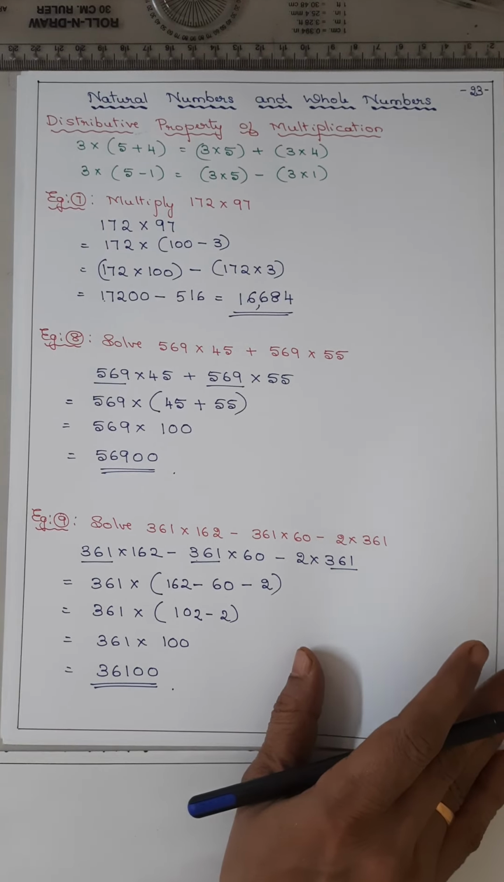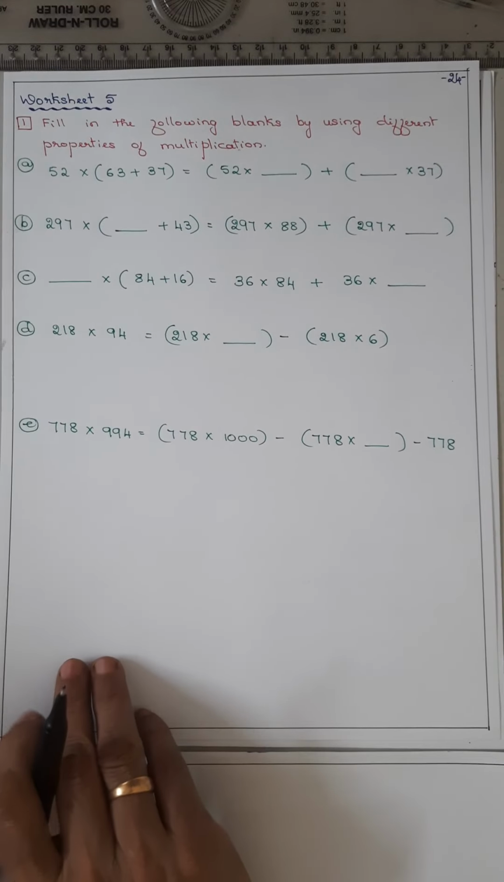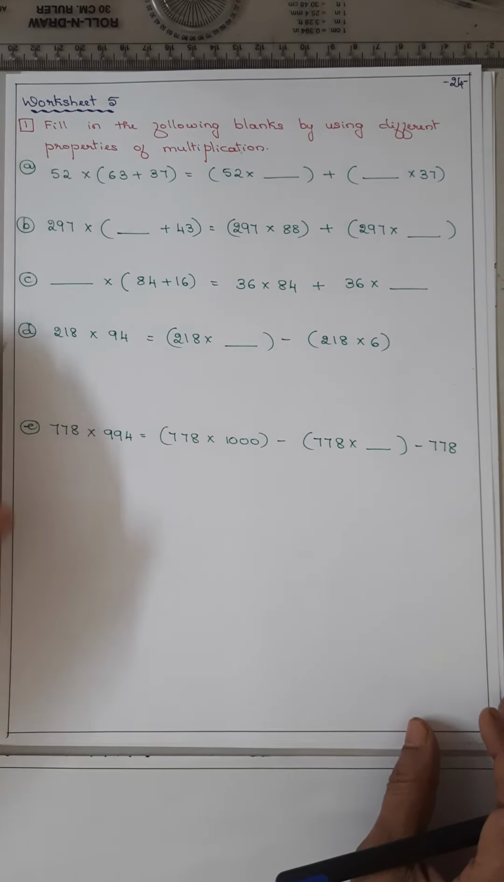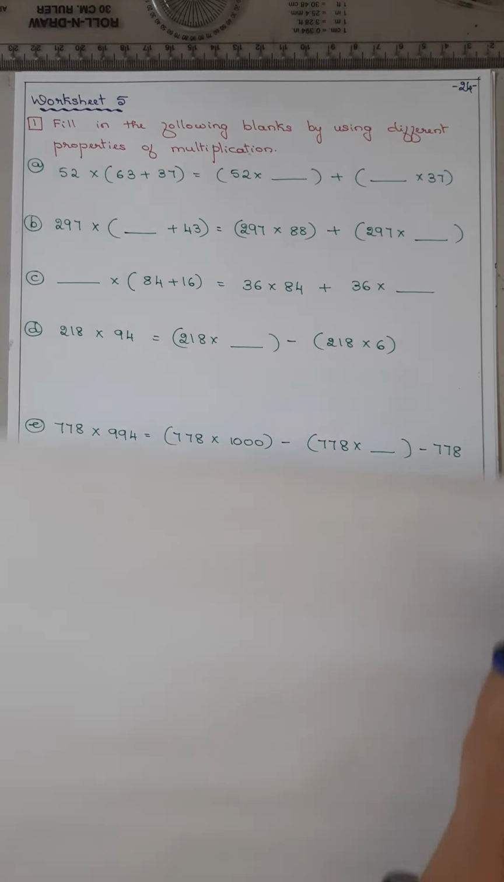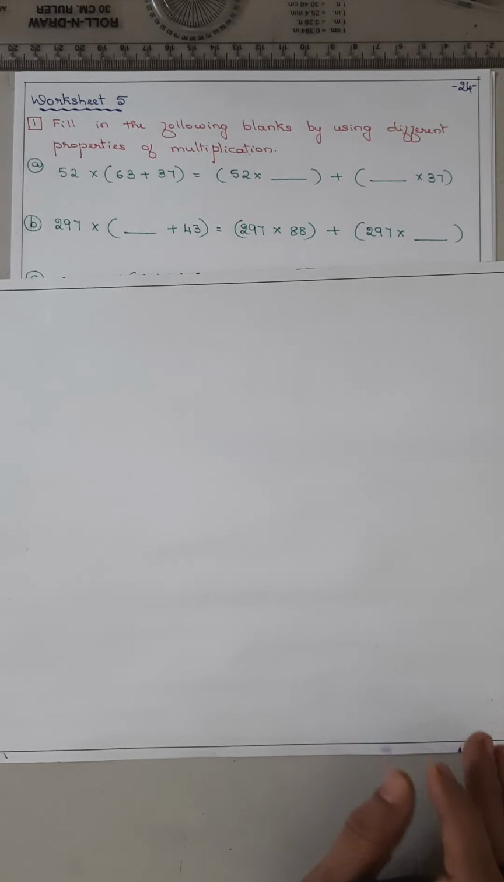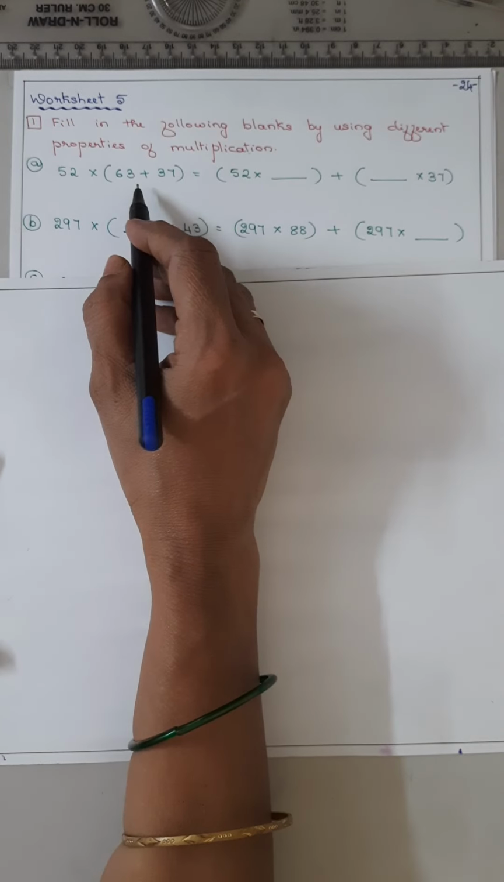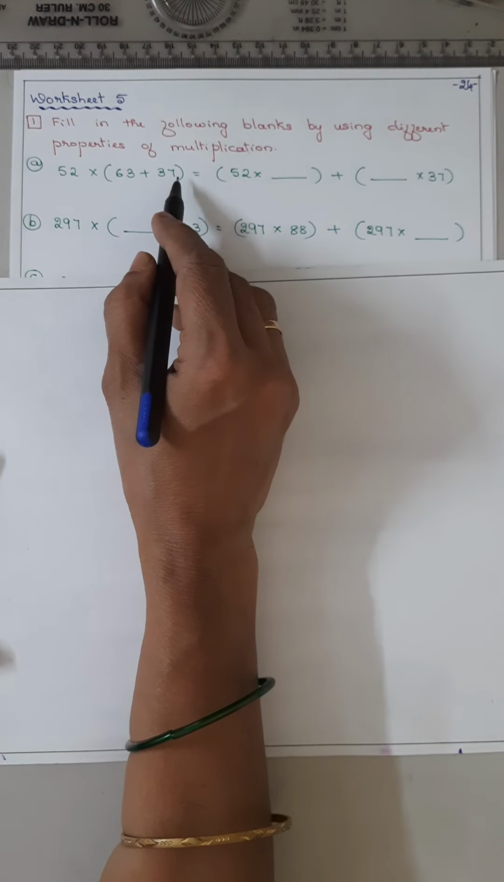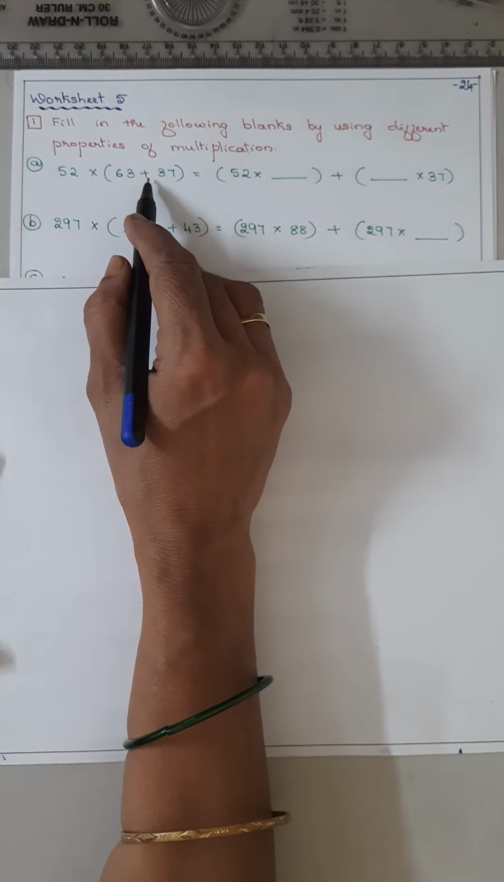Distributive property. Now coming to the worksheet 5. Worksheet 5, first is the fill in the blanks. Use the following blanks, fill in the blanks by using different properties of a multiplication. Now first, 52 into 63 plus 37. Distributive property over addition, isn't it?